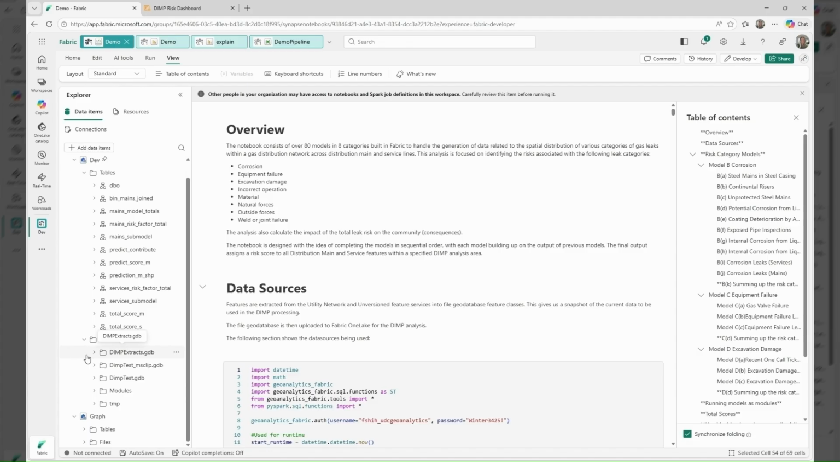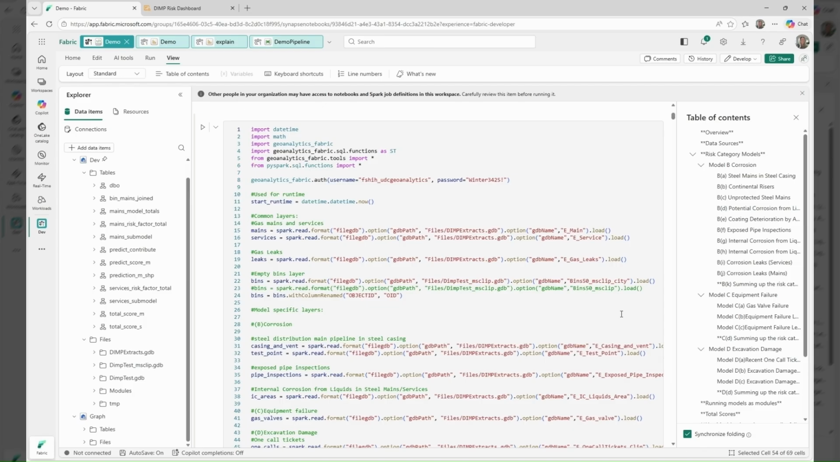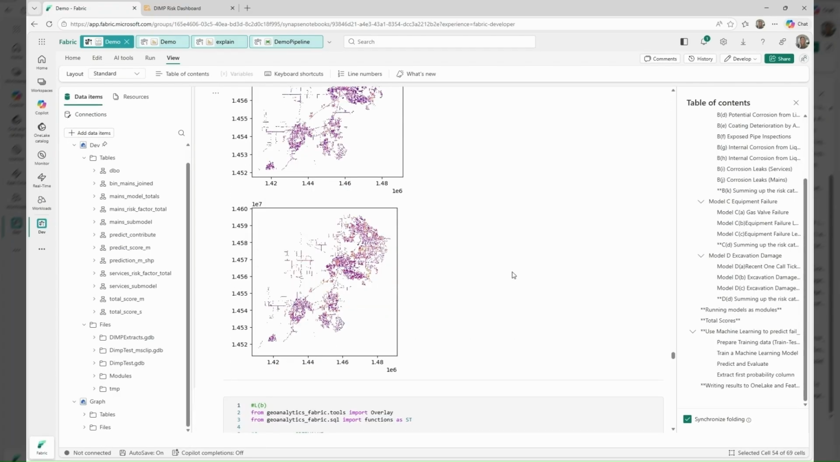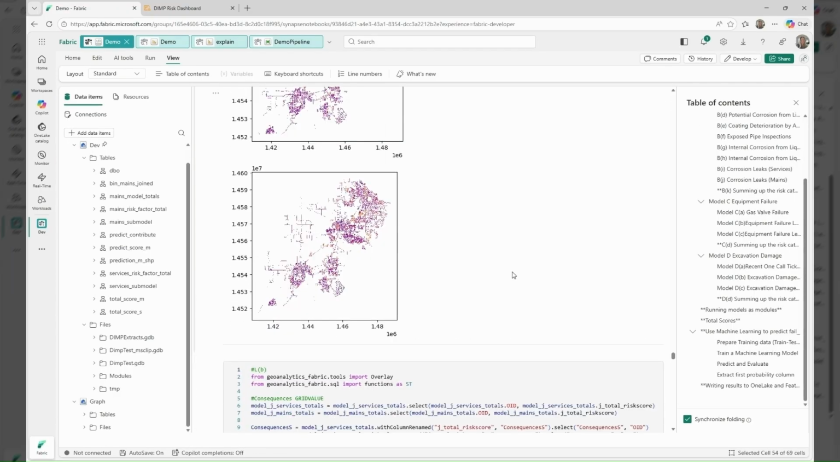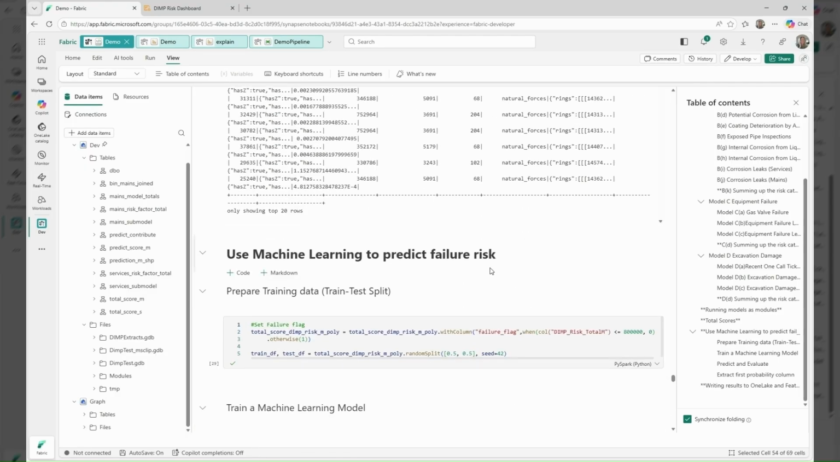In one single Fabric notebook, we can pull together the gas mains, the leaks, and excavation data straight from one lake. GeoAnalytics does the heavy lifting. It aggregates the data and outputs the consequence scores and the total risk scores for each segment in the network.